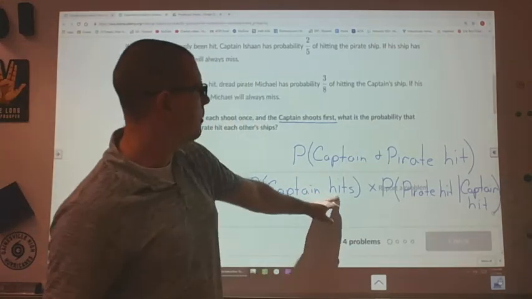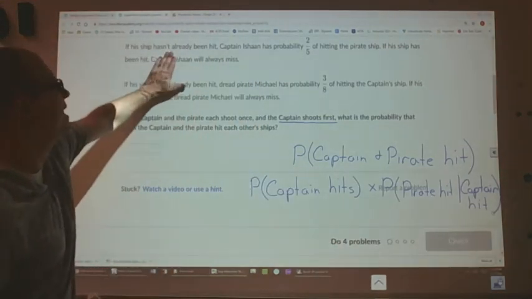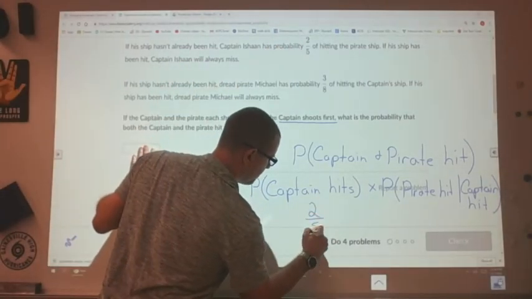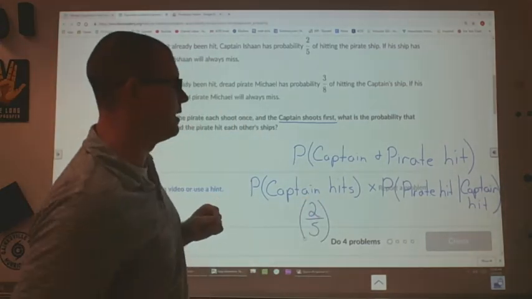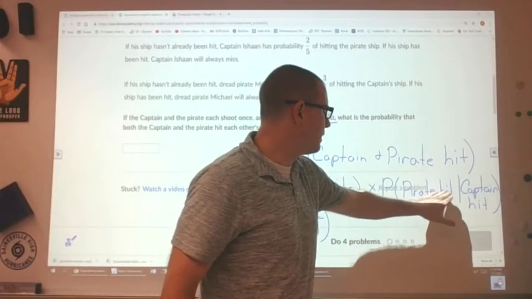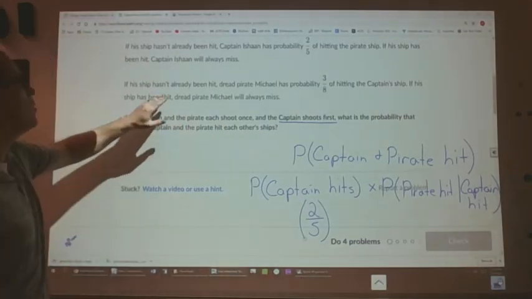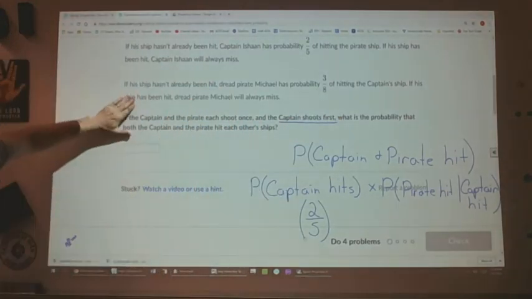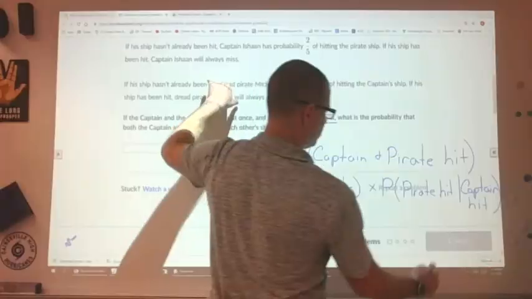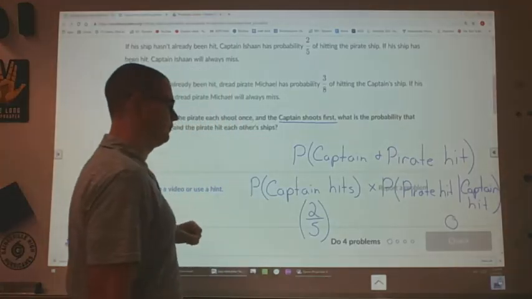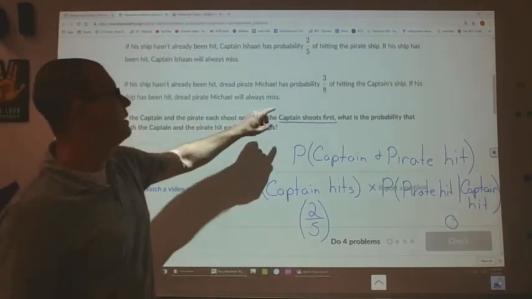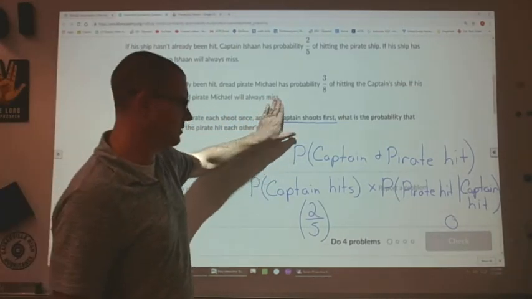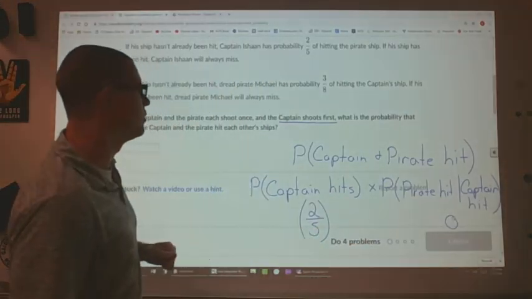Now, we know the probability that the captain hits, if his ship hasn't already been hit. The captain is probably 2/5 of hitting. So 2/5 is this first probability. But they didn't tell me the probability of the pirate hitting. We know the probability that he will hit if he hasn't already been hit. Well, we do. If the captain hit, this is going to be a miss, so 0. Because if the pirate ship has been hit, Dread Pirate Michael will always miss. So 0, and 0 is going to be my answer here.